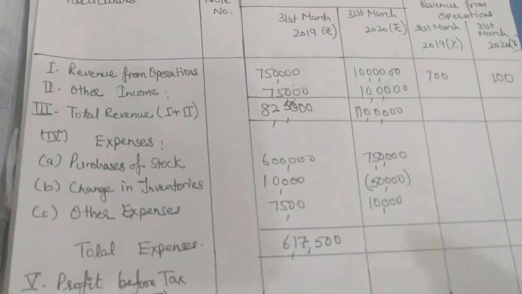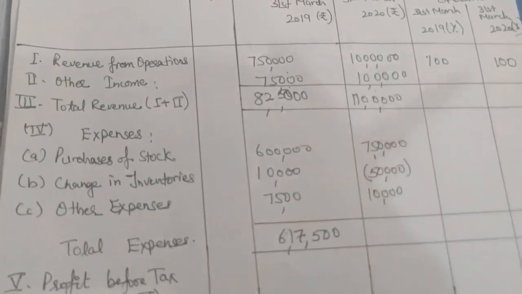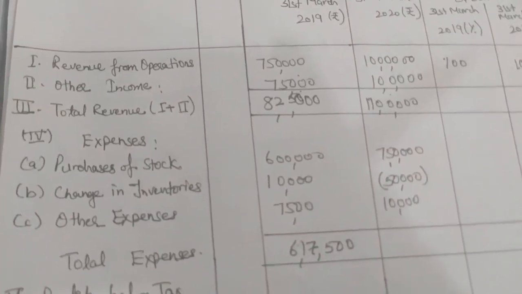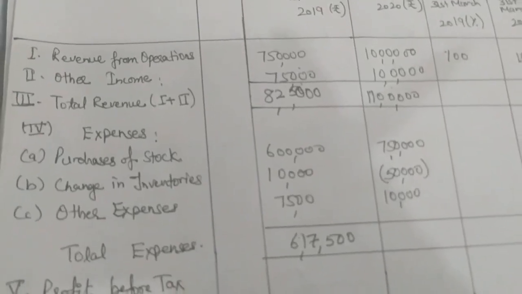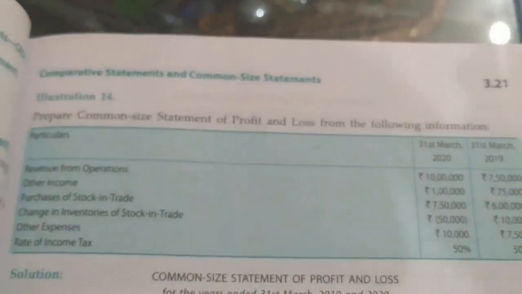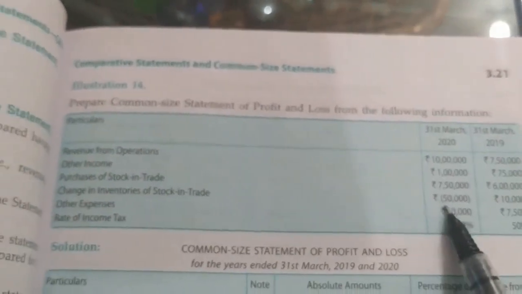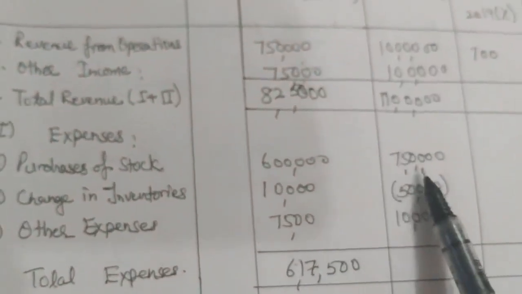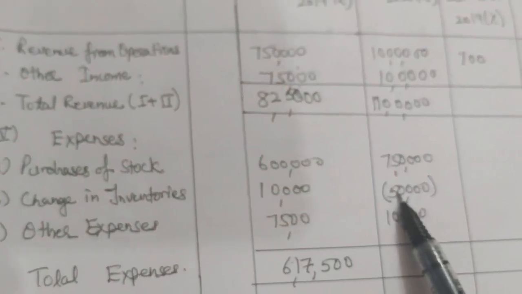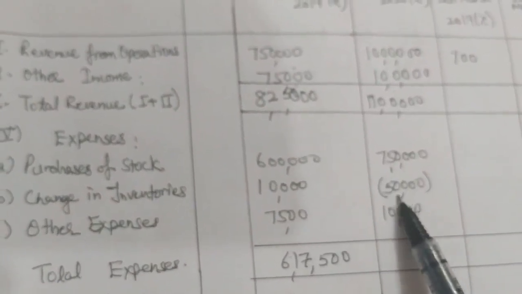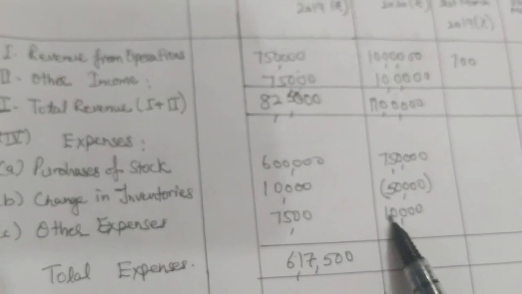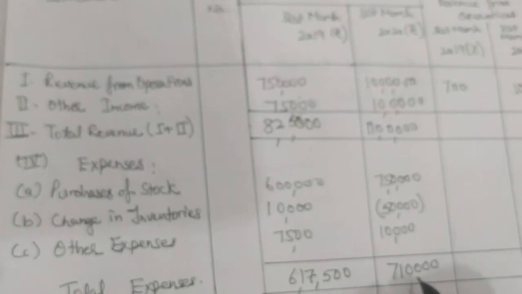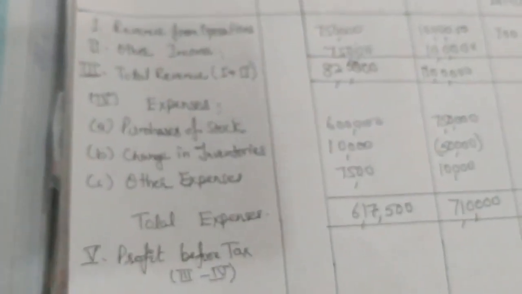Now in the next you can see I have written this in brackets because this amount is given to me in the question in negative form. When anything is given in brackets, it means it is minus. You can see here in the question we were given this as a negative amount of 50,000. Now we will total: 7,50,000 minus 50,000. We will deduct it. 7,50,000 minus 50,000 is 7 lakh plus 10,000, and it comes to 7,10,000. And then this is the total of expenses.